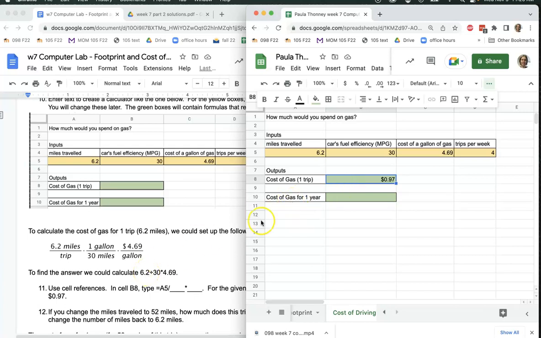Now, how much will the gas cost for a year? It's going to be this amount times 4 gets me to a week, and then times 52 will get me to a year. So equals B8 times, I'm not going to say 4 because that could change, I'm going to say D5. I want to reference that cell in case maybe another time it might change to 6 times a week. And then I go times 52. So this is how much I'd spend on gas for a year just for these trips. 4 trips a week, 52 trips a year.